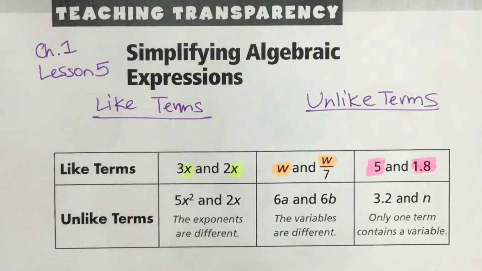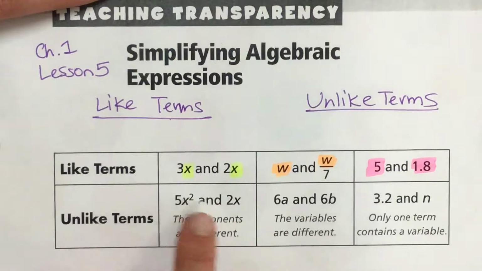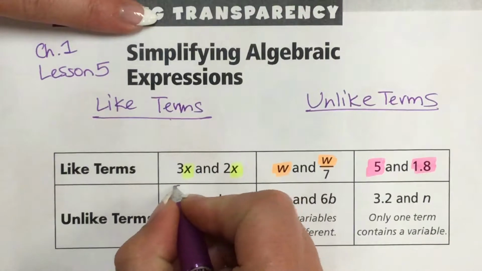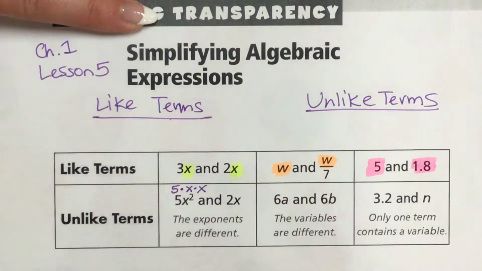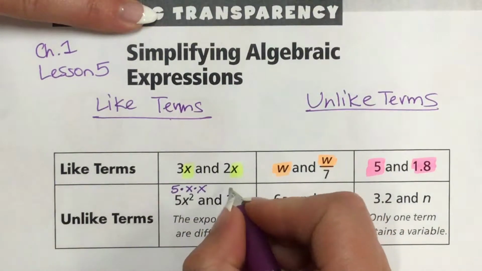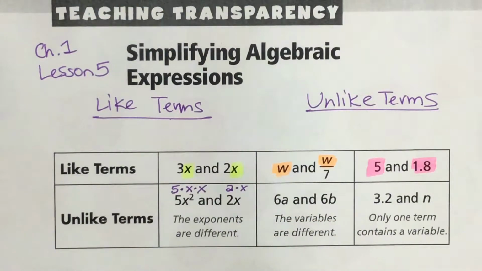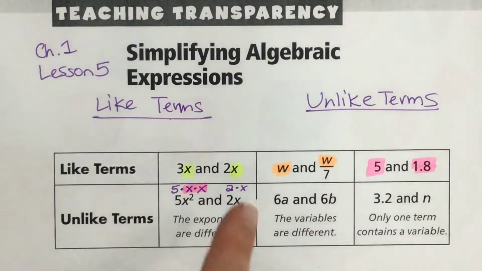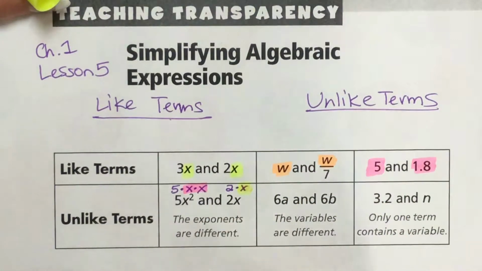So we've talked about what like terms are. Let's go ahead and talk about what unlike terms are. So let's look here. 5x squared and 2x. Now, if we understand what 5x squared means, that means 5 times x squared, which is the same thing as x times x. And that is not the same thing as 2 times x, which is 2x, because here x is multiplied by itself twice, and over here, x is only multiplied by itself one time. So these are not like terms because the exponents are different.